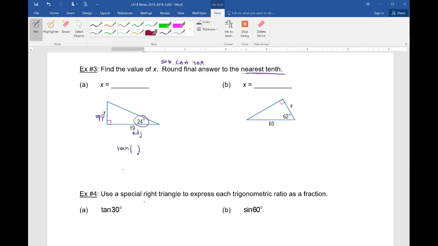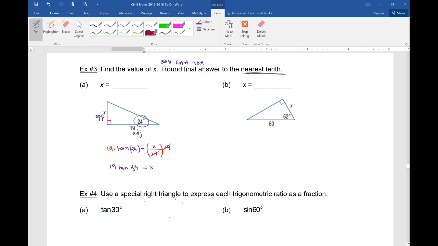What's the angle? 24. So tangent of 24 is equal to opposite over adjacent. What's the opposite? x over 19. Okay, so that's the equation that I set up. Now I have to solve for x. If I have to solve for x, what do I have to do? Multiply both sides by what? 19. And here I multiply by 19. These two cancel. So what do I have left? x is equal to 19 tangent of 24.